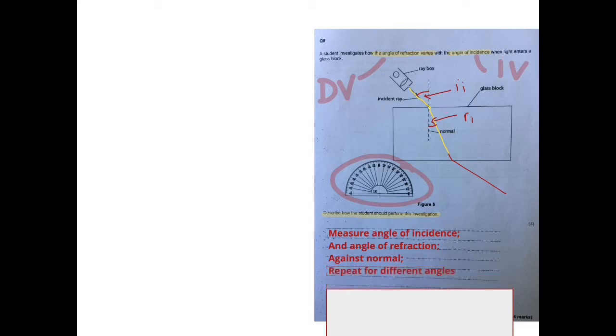Then of course it's an investigation, so you can't just use one result, you have to do different angles, so you repeat for different angles, so you'd move this maybe this way and shine from this angle or this angle and investigate or record what you find.